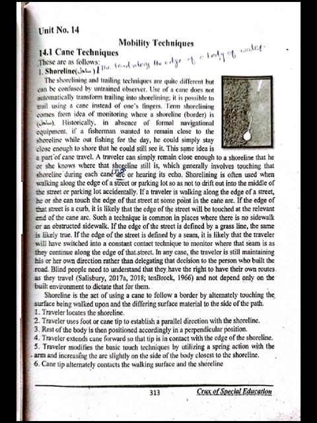Number 4, the traveler extends the cane forward so that the tip is in contact with the edge of the shoreline. Number 5, the traveler modifies the basic touch technique by utilizing a spring action with the arm and increasing the arc slightly on the side of the body closer to the shoreline. The cane tip alternately contacts the walking surface and the shoreline.